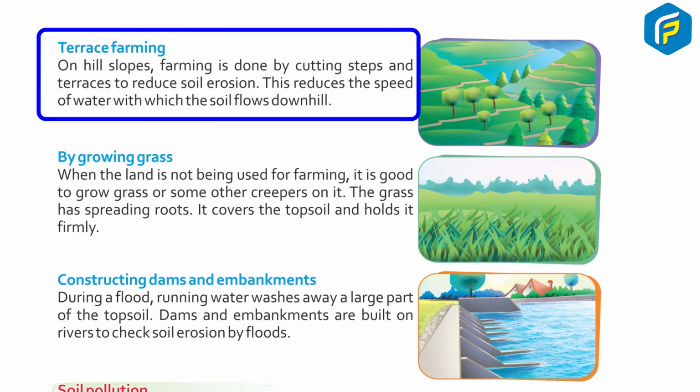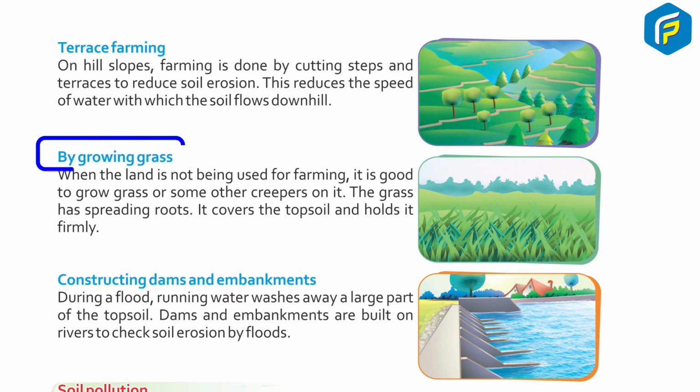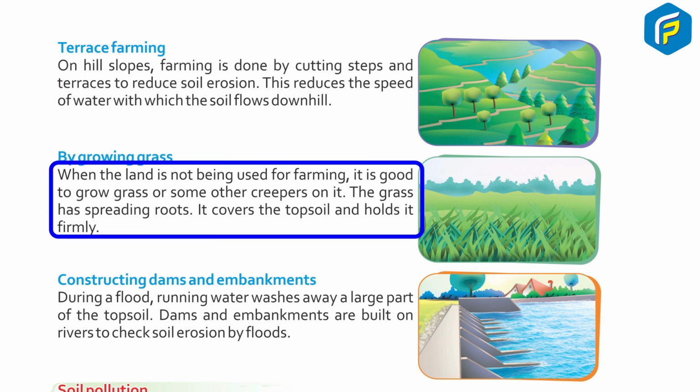Terrace farming. On hill slopes, farming is done by cutting steps in terraces to reduce soil erosion. This reduces the speed of water with which the soil flows downhill. Growing grass: when the land is not being used for farming, it is good to grow grass or some other creepers on it. The grass has spreading roots. It covers the topsoil and holds it firmly.